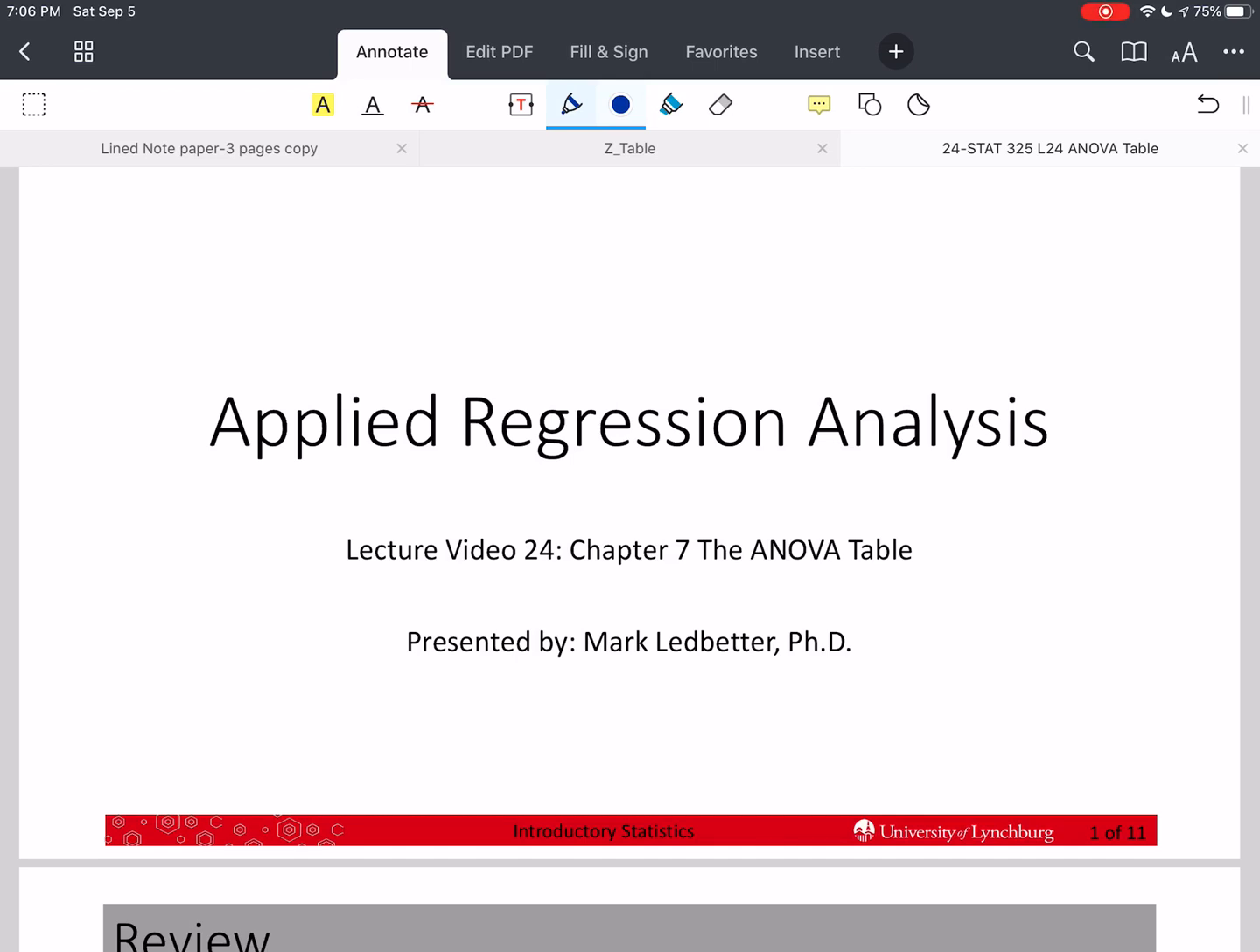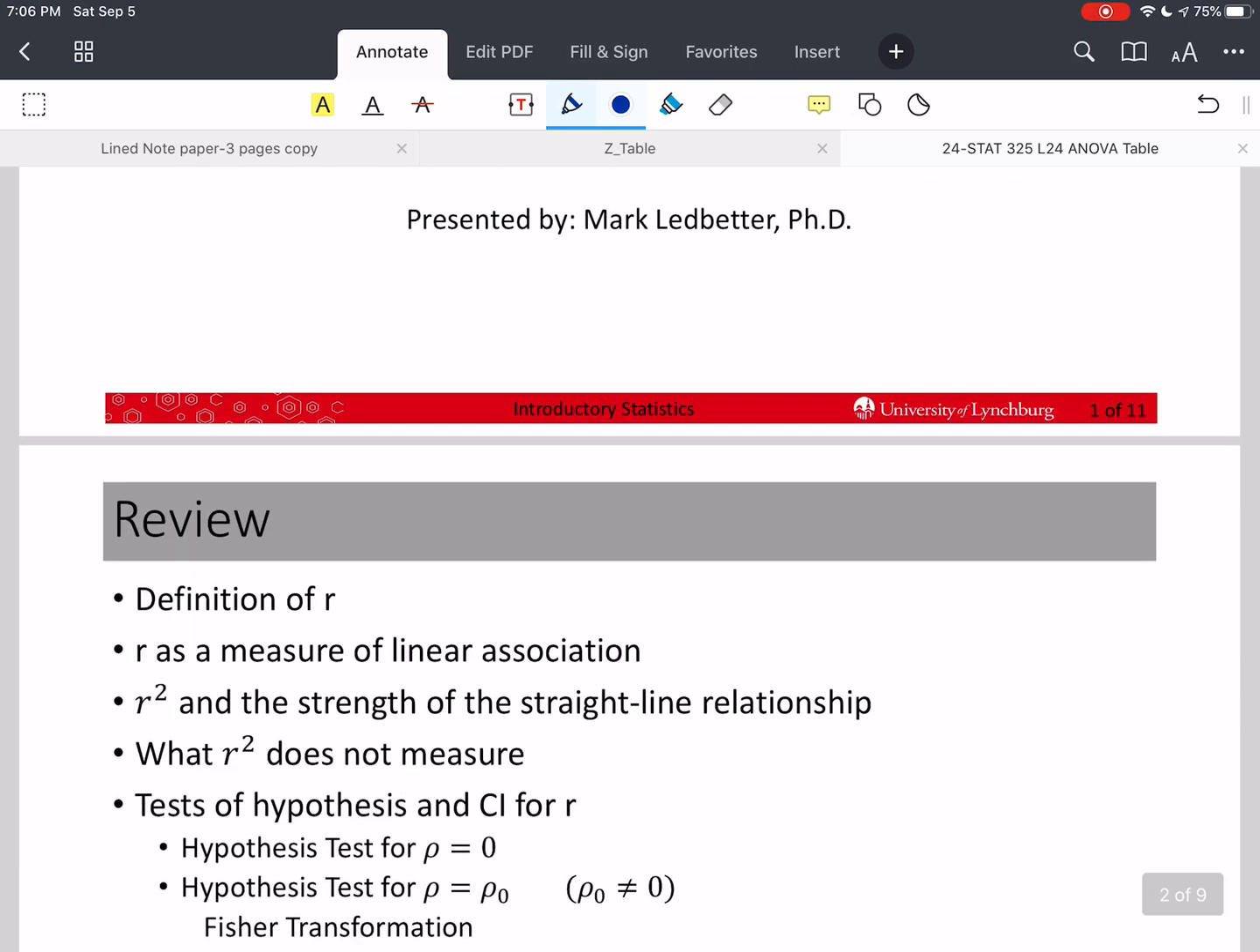Welcome back to our series on applied regression analysis. I'm Mark Ledbetter, and this is lecture video 24. We're talking about the ANOVA table in applied regression.